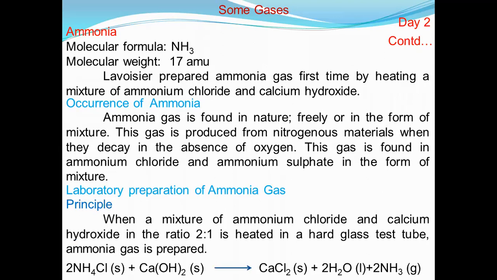If you see here, ammonium chloride and calcium hydroxide are both compounds, so this is a double displacement reaction. So what will happen here? This ammonium will combine with hydroxide. Hydroxide is a negative radical, so this positive, electropositive radical combines with the electronegative radical, forming ammonium hydroxide.